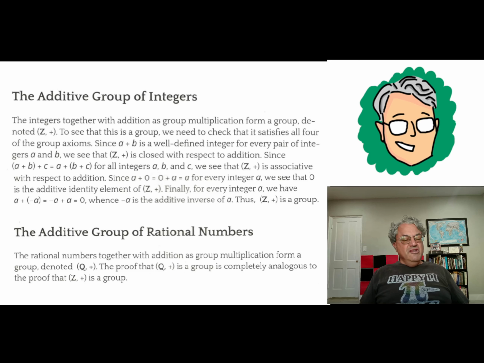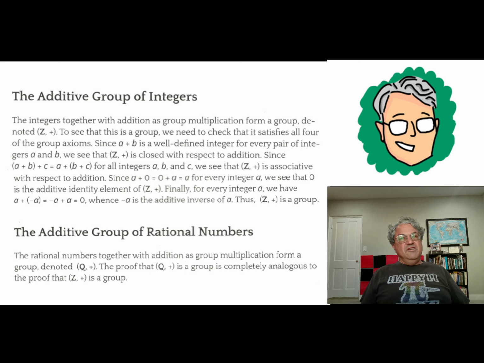So closure: if A and B are two integers, 3 and 5, for instance, 3 plus 5 is 8, that's an integer. Doesn't matter whether they're positive or negative. If you add any two integers, you also get a third integer. So it is closed. And then what about associative? Yeah, addition is associative. Not just of integers, but addition of anything is associative. So that one we get pretty easily.